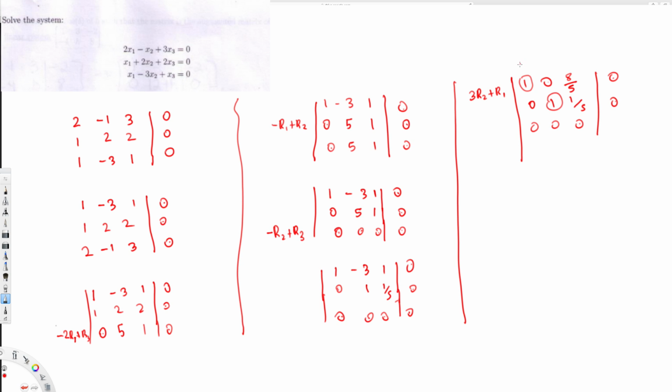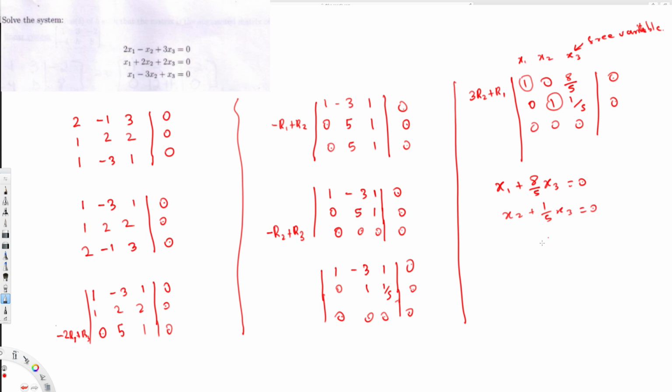If I do x, y, z, but in the question they have given x1, x2, x3, so it's better we bring it in that form. So the first column x1 has a pivot, x2 has a pivot, x3 doesn't have a pivot, therefore x3 is my free variable. So I have to write everything in terms of the free variable. First of all, let's form the equations. The first equation is going to be x1 plus 8 over 5 x3 is equal to 0. The second equation is x2 plus 1 over 5 x3 is equal to 0.